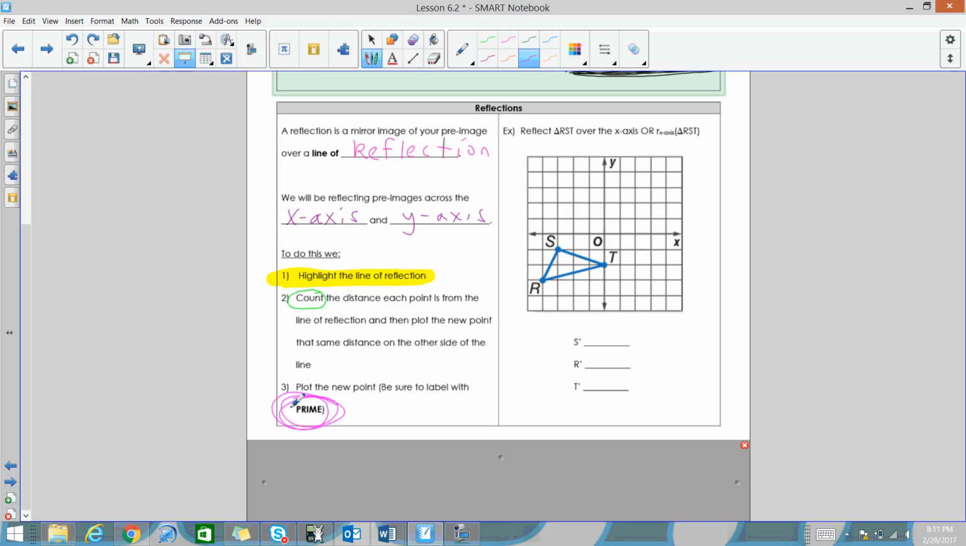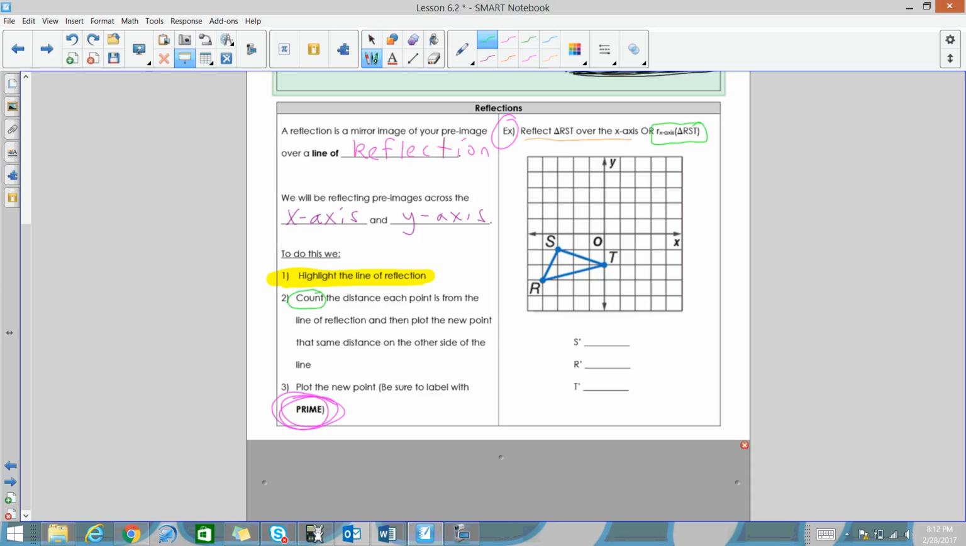So this probably makes sense and doesn't make sense all at the same time. Here's our first example. It says reflect triangle RST, which I have graphed here, over the x-axis. You could have it in words, or what you're going to see the majority of the time is a lowercase r with the axis that you're reflecting over. Lowercase r means reflection. So it's telling you what you're reflecting.